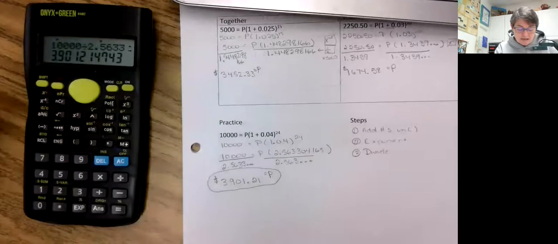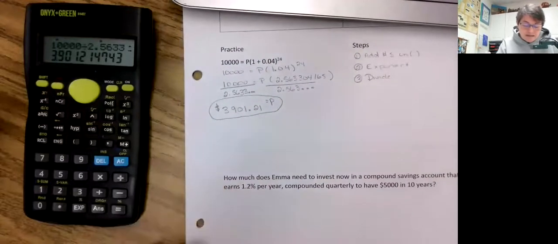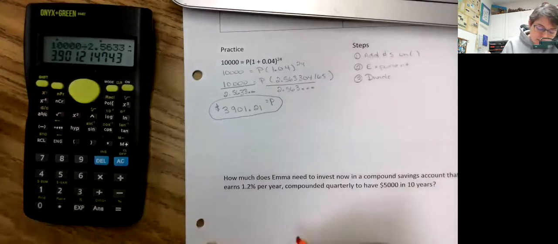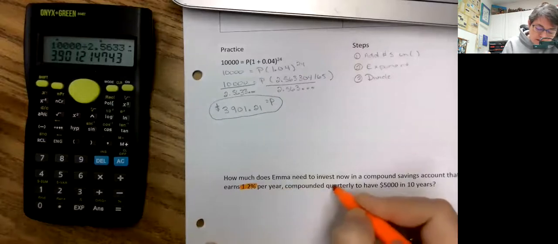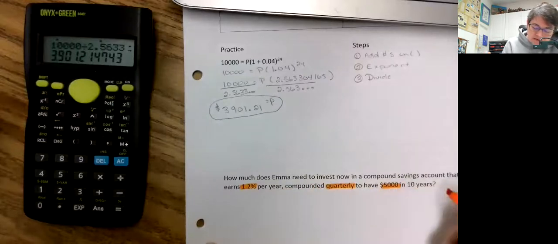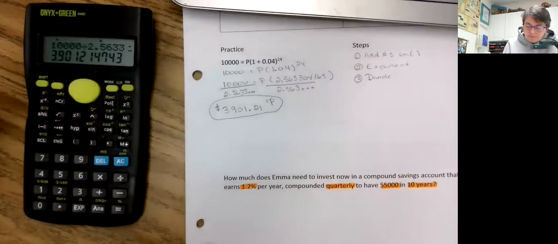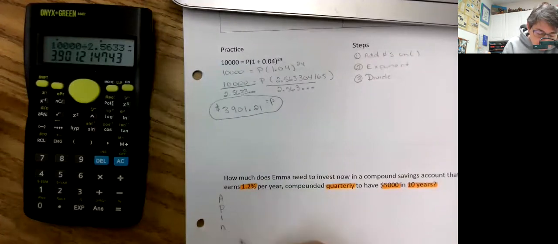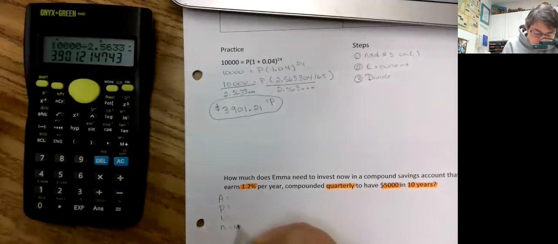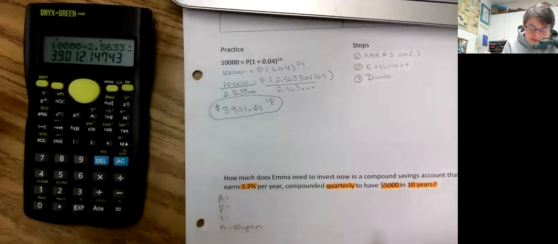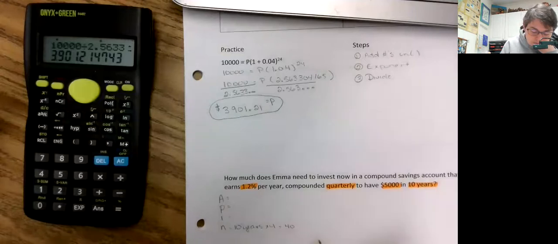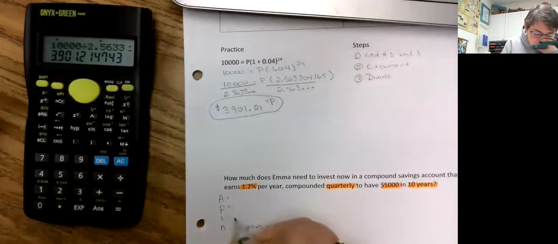All right. Let's look at our question at the bottom. How much does Emma need to invest now in a compound savings account that earns 1.2% per year quarterly to have $5,000 in 10 years? All right, 10 years. Start there, because I always know how to do that. Years, and then I look, okay, quarterly, so that's going to be times 4. That's going to give me 40. And where's my interest? 1.2.